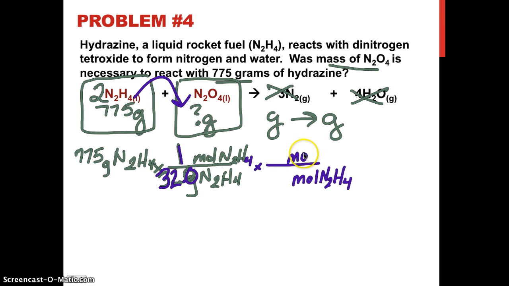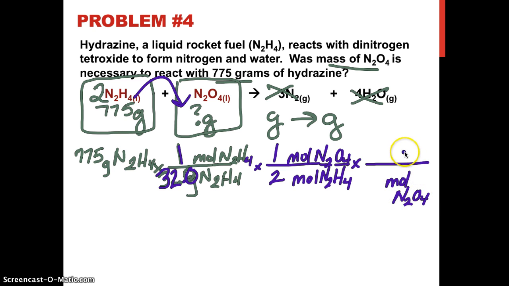So I'm going to have moles of N2O4 on the top. And I look at these coefficients. I have a 2 in front of hydrazine. I've got a 1 in front of dinitrogen tetroxide. Now, I don't want moles, I want grams. So I have one more conversion factor, and that's going to be moles of N2O4 on the bottom. And on the top, it's going to be grams of N2O4.